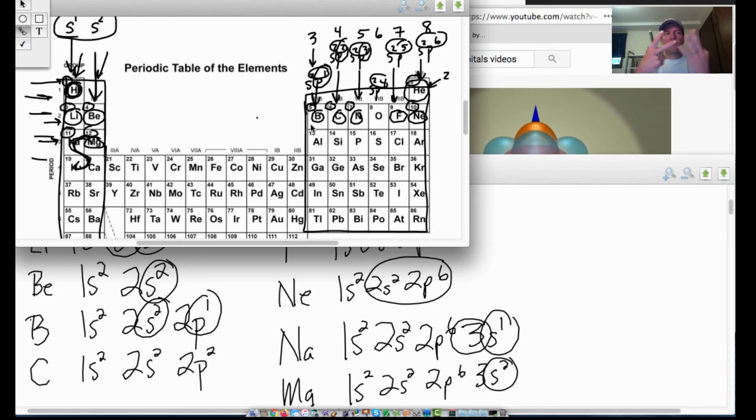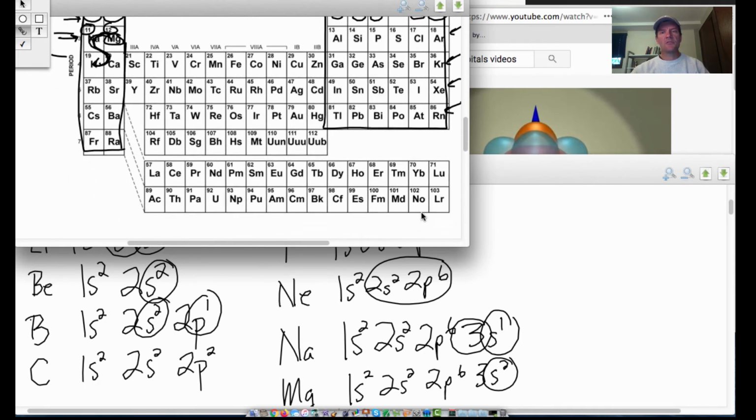2 in each for a maximum of 6. That's why there are 6 columns in the p block over here: 1, 2, 3, 4, 5, 6. This is where you're filling the 3 p orbitals, either in the second, third, fourth, fifth, or sixth energy level.